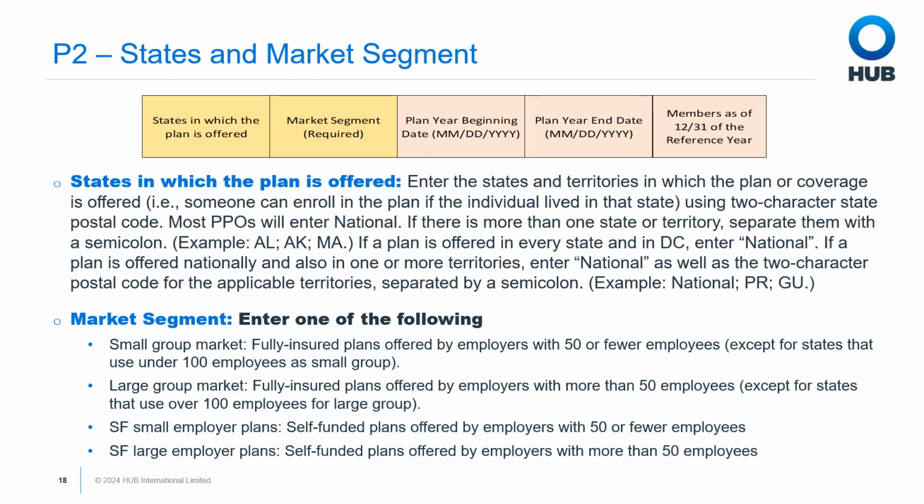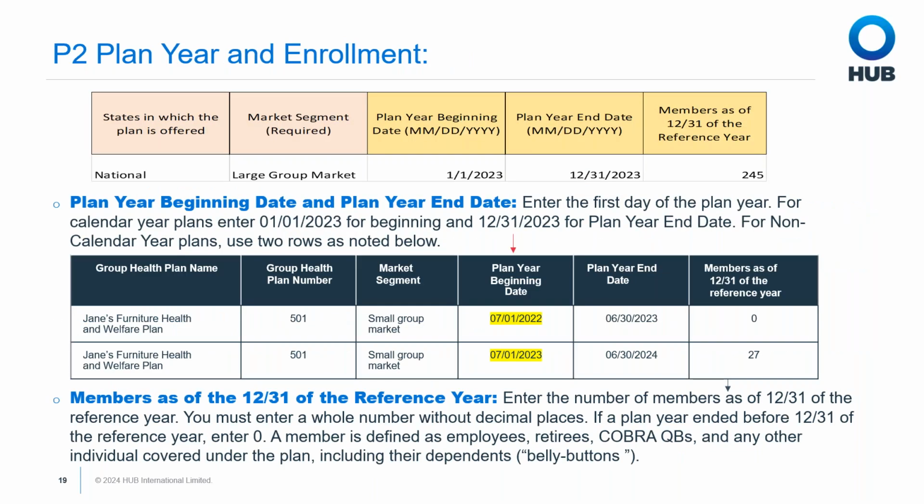Large group market segment is defined as more than 50 employees, unless you reside in a state like California or Colorado, as an example, that use 100 employees to identify a large group. If you're self-funded or level funded, a self-funded small employer plan is defined as less than 50 employees, full-time and full-time equivalent, and self-funded large employer plans are defined as plans with more than 50 employees.